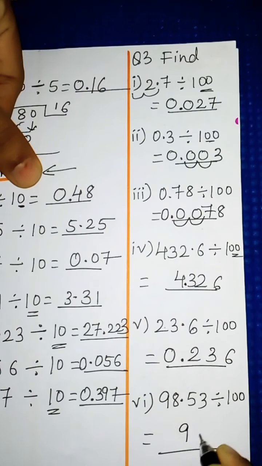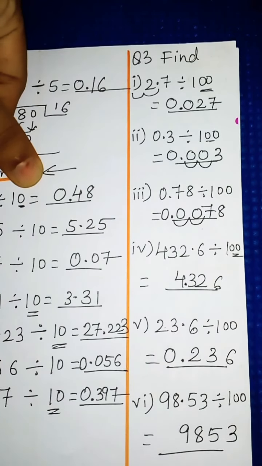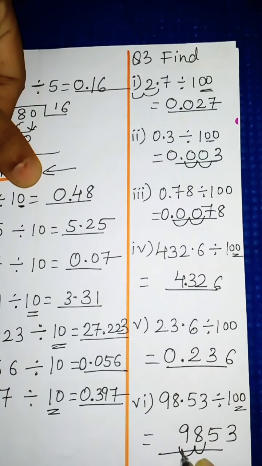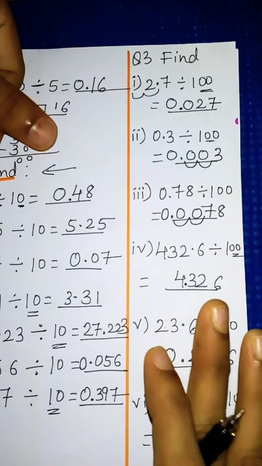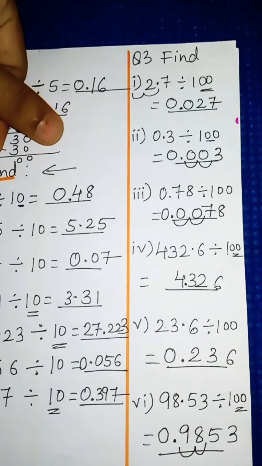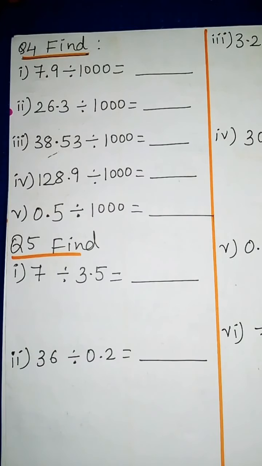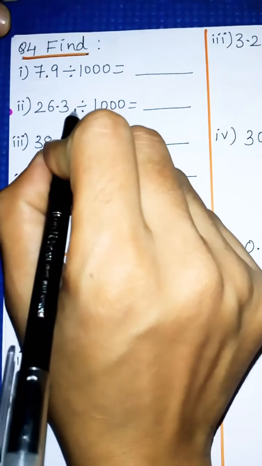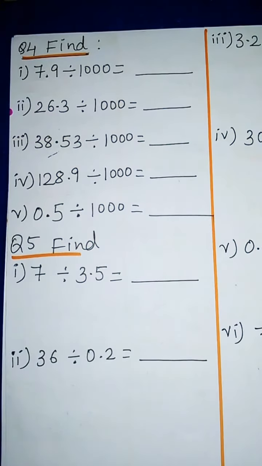Now sixth one is 98.53 divided by 100. Again the digits are, first we will write digits without point and now we will adjust the point. 2 zeros. So again 2 times we will shift. Decimal point is here. यहाँ पे है point 8 और 5 के बीच में, यहाँ पर है. So 2 times we will shift. So 1 time and second time. So यहाँ पे point आ जाएगा. So यहाँ पे point आएगा. So it will be 0.9853. So this was question number 3. Now we will see question number 4. Question number 4 is also same, but we have to divide by 1000. So 3 zeros are there. So 3 times we will shift.